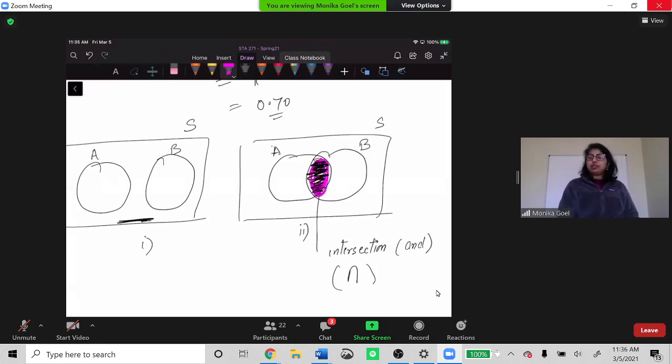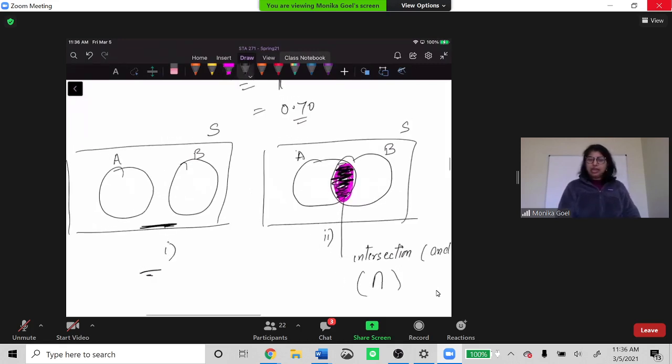These events are called overlapping events. When events have no overlapping part, they are called non-overlapping or disjoint events. If we see the word disjoint, it means not joined together. So they are disjoint, and sometimes we also call them mutually exclusive events.